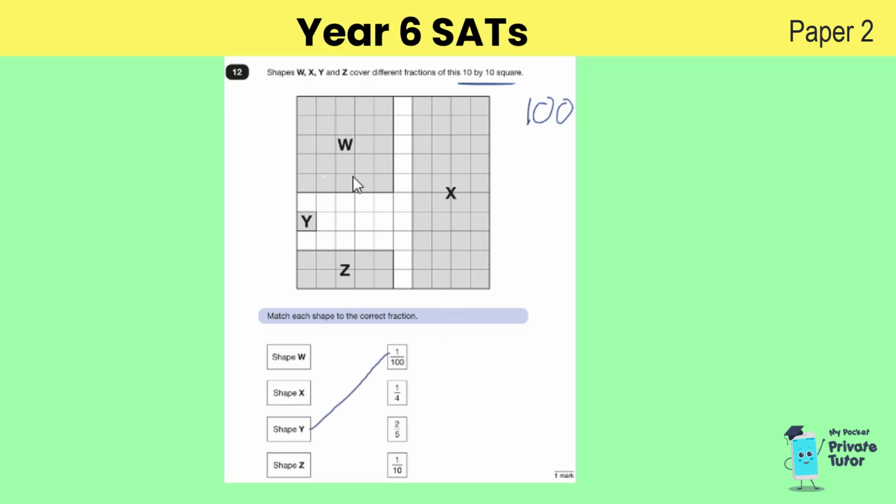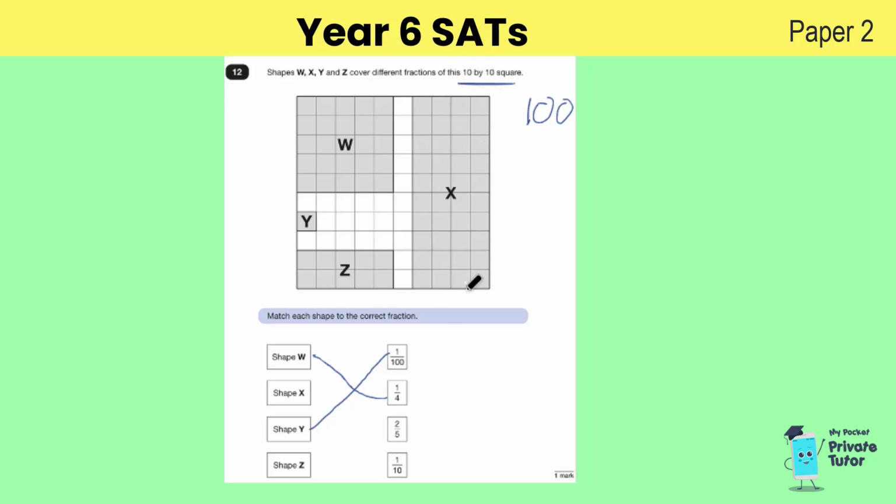When I look at W, I can already see it looks like a quarter, but just double check. 1, 2, 3, 4, 5, 1, 2, 3, 4, 5. It's 25 squares, 25 out of 100 is a quarter. That should be a known fact, so W goes to 1/4. Now we've got X and Z, we've got 2/5 and 1/10 left. So if I go to X, we've got 1, 2, 3, 4 columns.